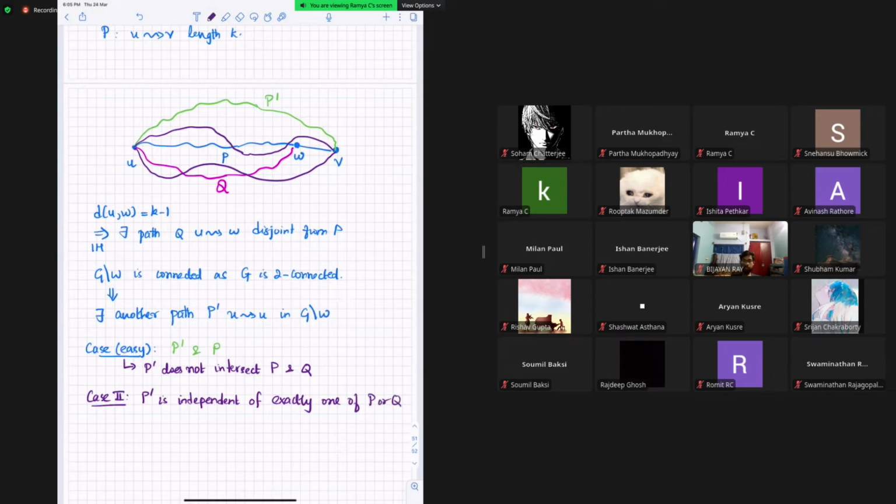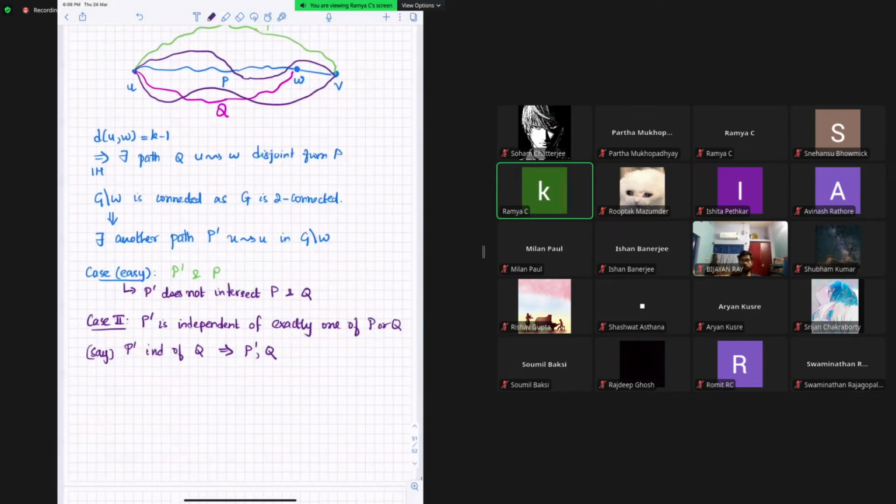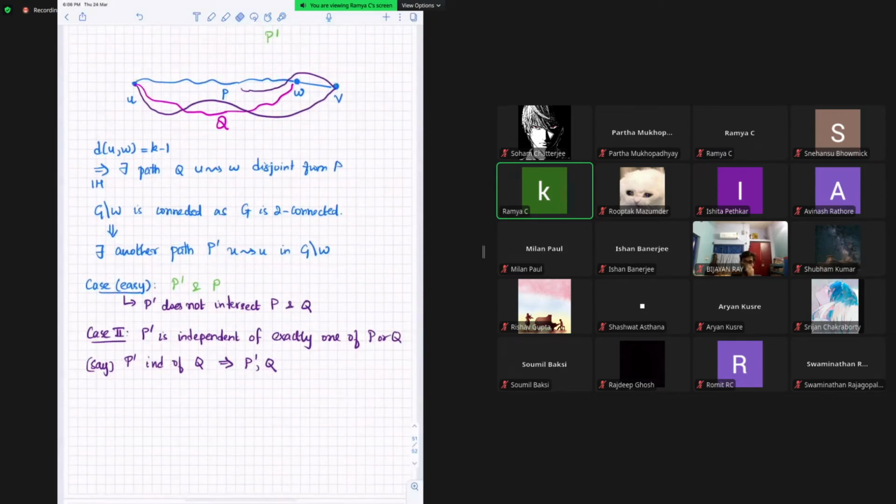One path you take as is, and the other path you take up till W and then W to V. So if P prime is independent of Q, then P prime and Q are two vertex disjoint paths. Otherwise, P prime and P are. Agree? These two cases.